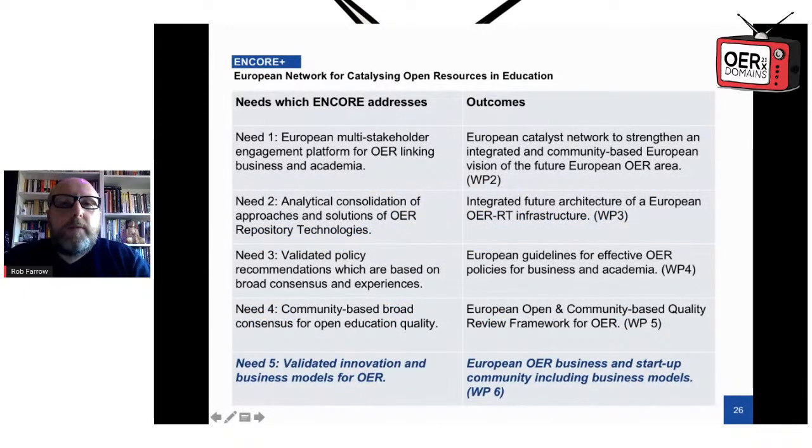So you can see here the sort of high level concept behind the project. So firstly, there's this idea of creating the right sort of communities. And then we have the idea of how do we improve the quality? How do we build the right sort of technological infrastructure? How do we create the right policies and recommend them to the right people and so on? And the one that I'm focusing on today is really this one about validated innovation and business models for OER.